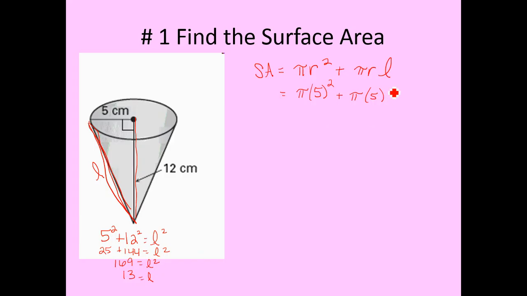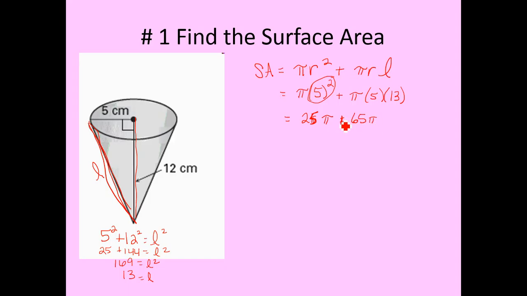So we know that slant height is 13 right here. We can go ahead and plug that value in. Now, if you wanted to leave your answer in terms of pi, we would have 25 pi. And on the other side, we'd have 5 times 13. 5 times 13 is 65, so we'd have 65 pi.